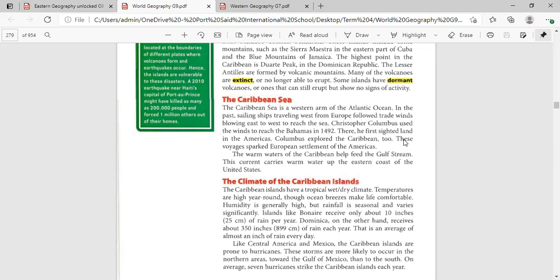The warm waters of the Caribbean help feed the Gulf Stream. This current carries warm water up the eastern coast of the United States.